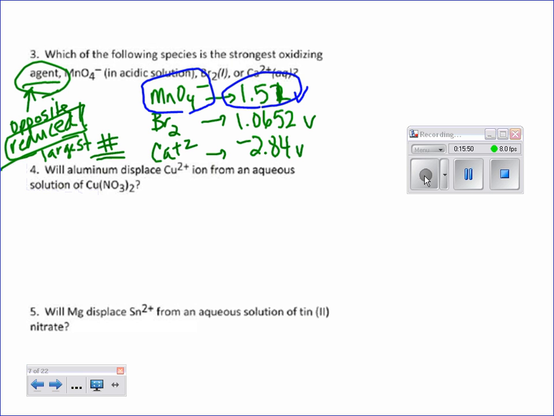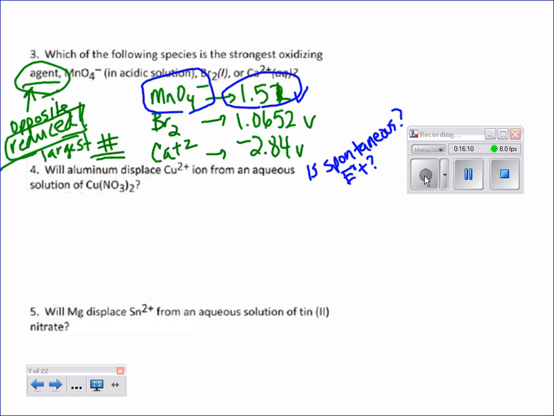Okay, next, will aluminum displace copper 2 from an aqueous solution? The question is asking, is this spontaneous? That's what the question wants to know. Will it happen means, is it spontaneous? So what does that mean? I just told you, is E not plus or not? If it's plus, it's spontaneous. So we have to calculate the overall E of the reaction.